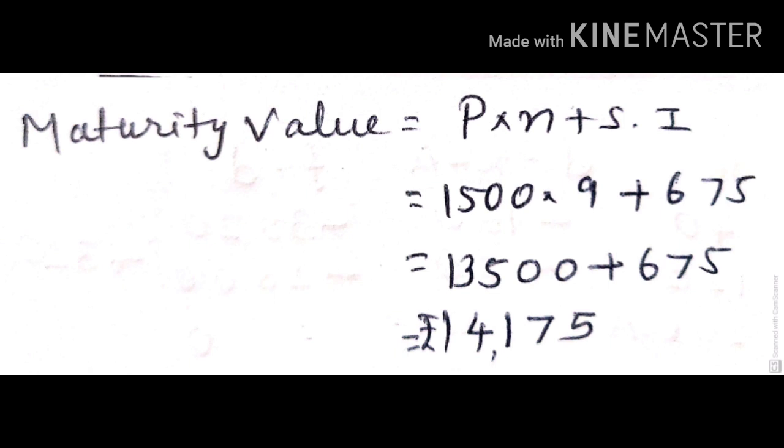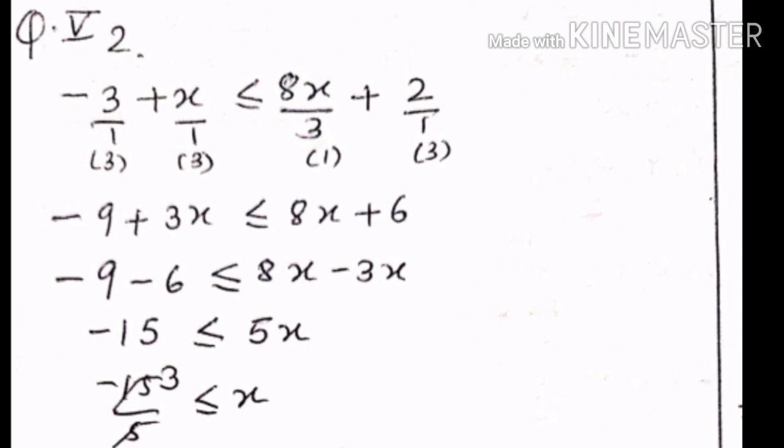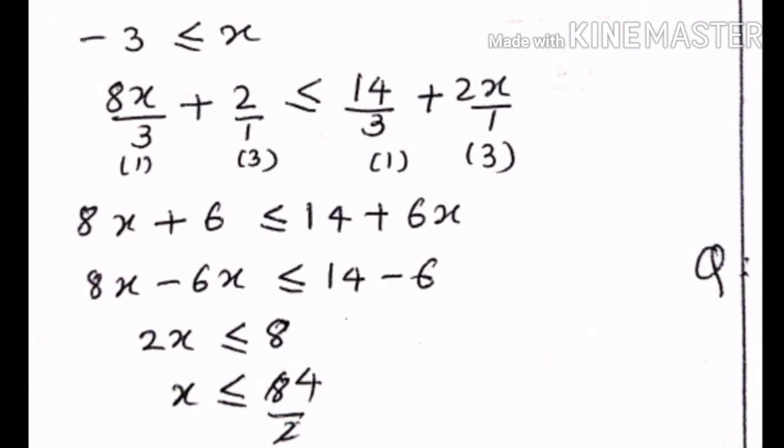As you know, for the solution we first take the first part, that is less than or equal to, and we solve it by taking the LCM all over and making it linear, and then solve it by taking minus 6 on the left side and 3x on the right side. So I get minus 3 is less than or equal to x. Now again we take the other part, that is 8x by 3 plus 2 less than or equal to 14 by 3 plus 2x. Now solving it accordingly by taking the LCM and making it linear, 6x taken on the left side and 6 taken on the right side, by sign change we get x is less than or equal to 4.